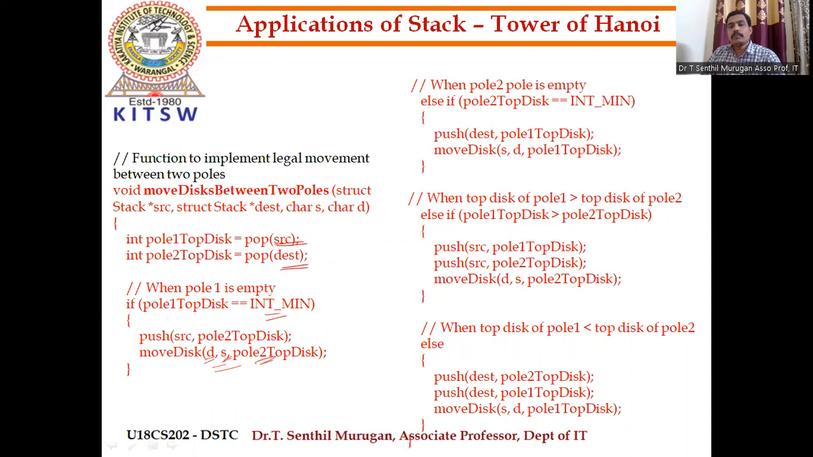So when pole 2 is empty, we have to check. If it is empty, then we have to send the destination and pole 1's top disk, which will be pushed into pole 2. Then move disk from source to destination, pole 1's top disk. Like that it will be shifted. The conditions we checked in the previous examples with the diagrammatic representation, the same will be checked.